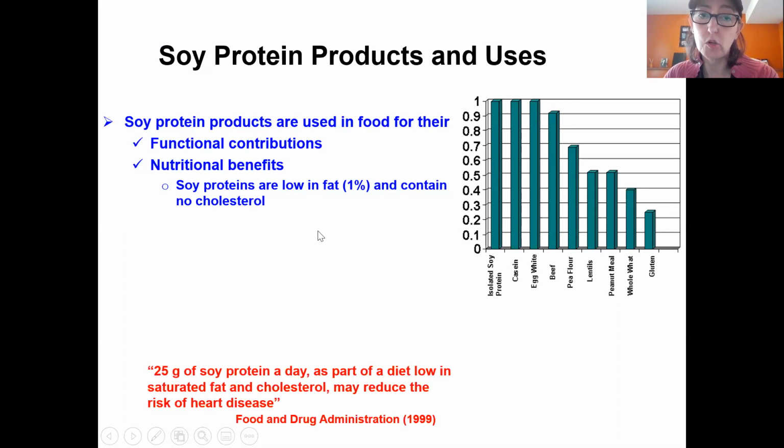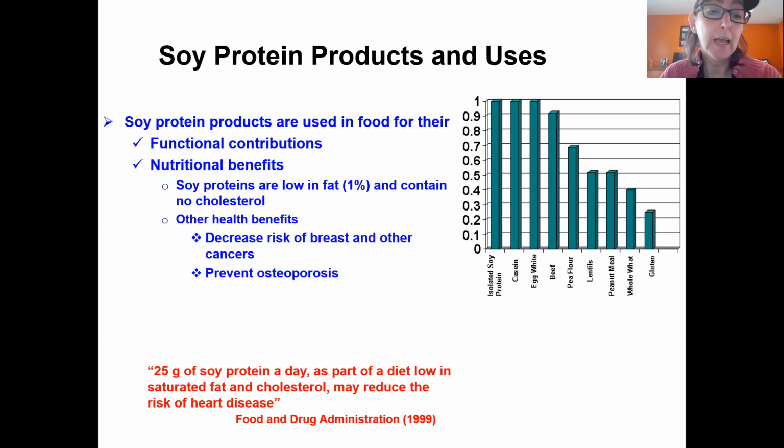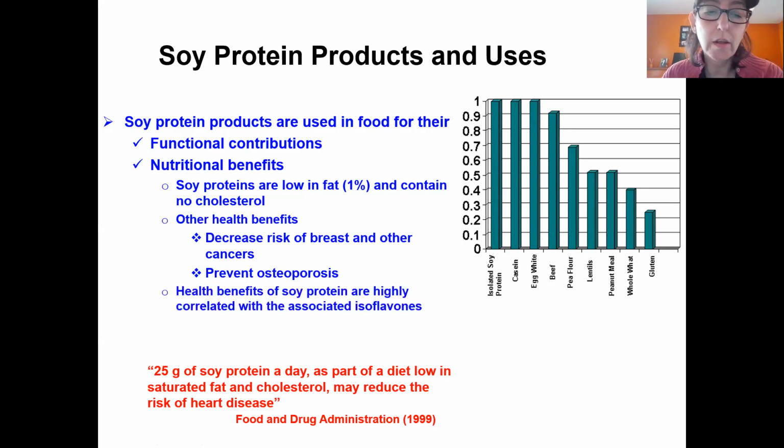Also, it has been shown that it's linked to prevention of cardiovascular diseases through reduction of saturated fat and cholesterol, and has other health benefits: decreased risk of breast cancer and other cancers, and prevention of osteoporosis. A lot of the benefits are associated with the phytochemicals known as isoflavones that are abundant in soy.